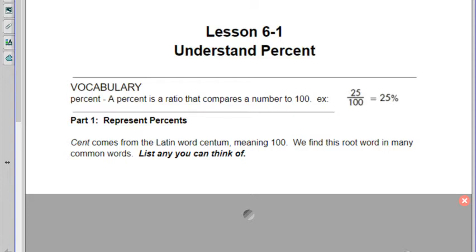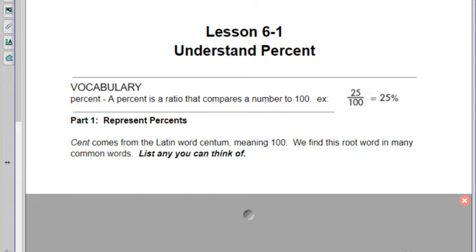So 25 out of 100 is 25%. If you got a 25% on an assignment, that means for every 100 questions that were asked, you got 25 of them correct. Cent comes from a Latin word, centum, which means 100. Matter of fact, the French talk about cent, which is their word for 100. Cent is a root word to many of our common words. How many can you think of?